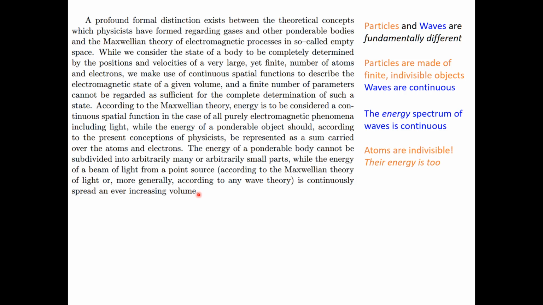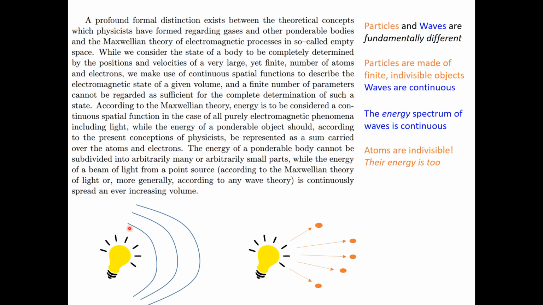So the energy spectrum of waves is continuous, like sines and cosines, right? I can go arbitrarily small in terms of discretizing the waves, but I cannot divide atoms indefinitely, right? And I also cannot divide their energy indefinitely. So if I'm looking at a point source, these are fundamentally different descriptions, right? One is a wave description, and one would be particles. So there is a profound formal distinction between these two.